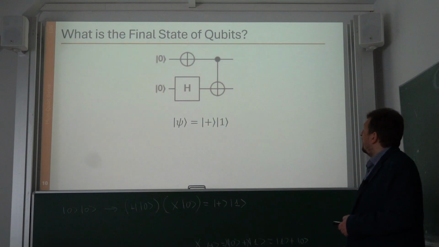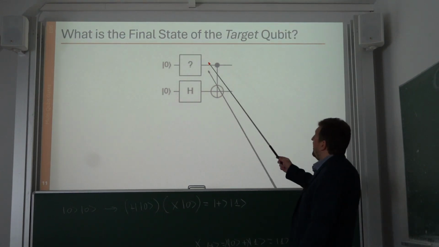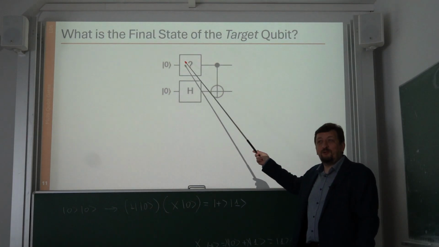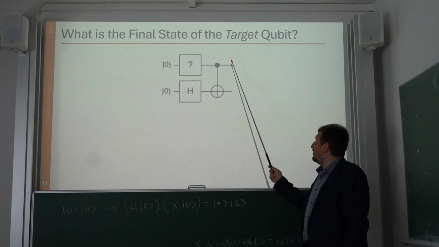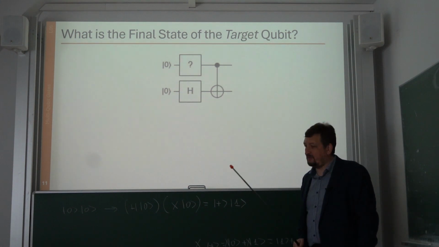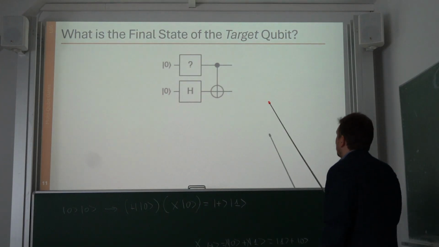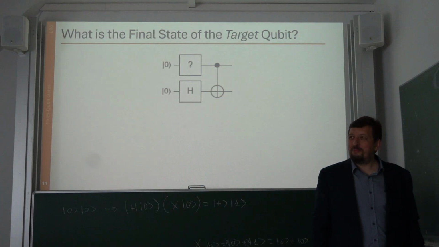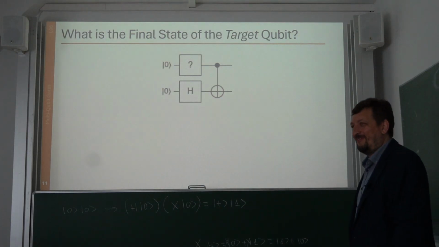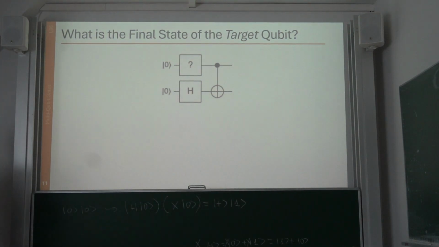Okay. Now let's consider this circuit. So here I have some unknown gate. I don't know, something here. And here I have a Hadamard gate, and then there is a control NOT gate. What will be the state of the control qubit, this qubit, at this point? Plus. Why? Because we can use the same arguments as previously.